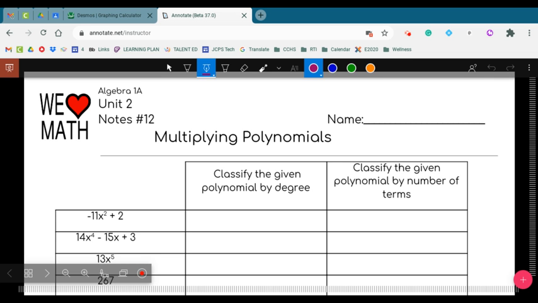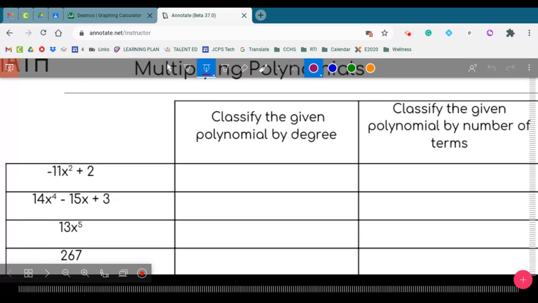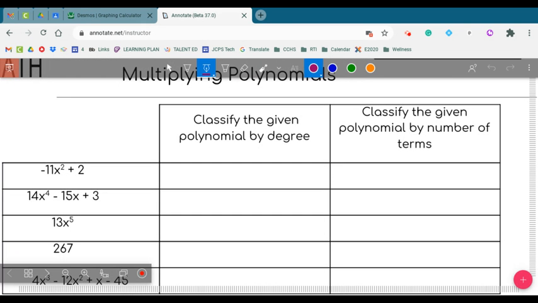Okay, today we're going to do Unit 2, Notes number 12, which is multiplying polynomials. So we're going to review our classifying by degree and number of terms, and then we're going to get into multiplying. So, degree, we look at our exponent. And then polynomial, we look at our number of terms.